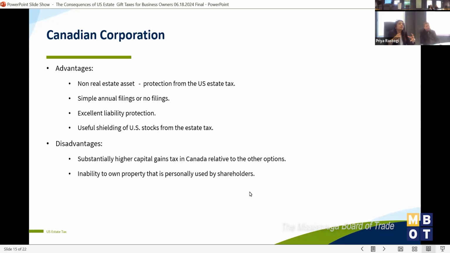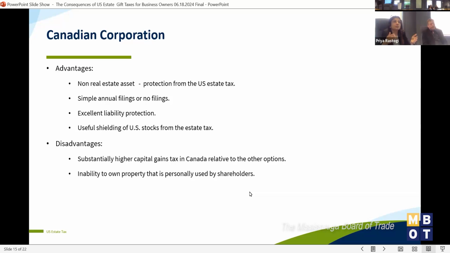But we have been using a Canadian corporation and a blocker corporation in between for proper planning for US stocks, which could help us have no exposure to US estate taxes. And it's an excellent liability protection as well. But if you already have a property under a Canadian corporation, then you have an inability to own it personally. And if you use it, there's a taxable benefit there.